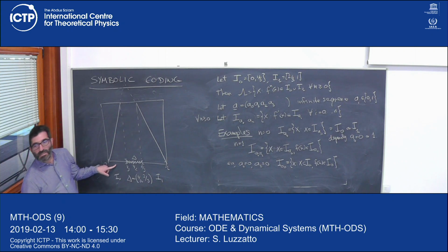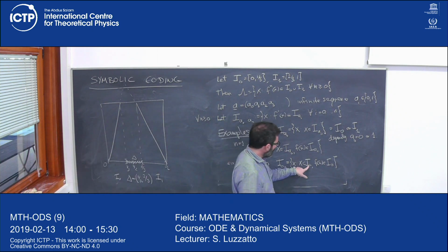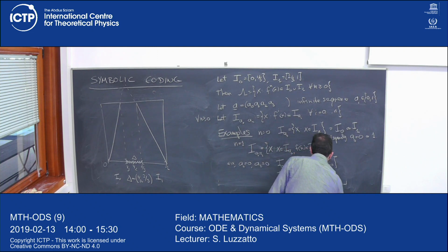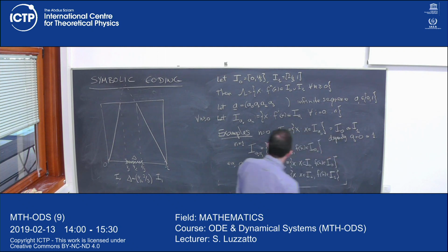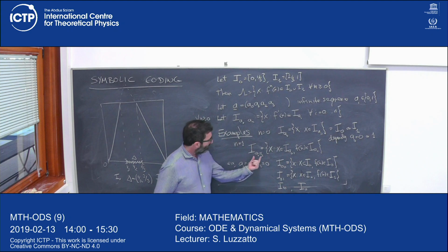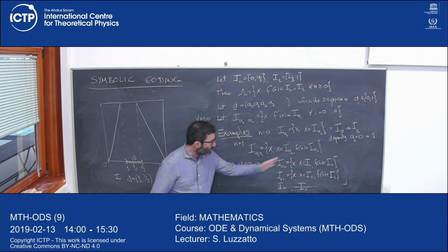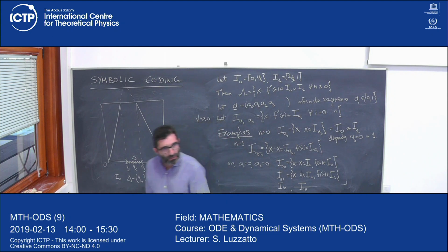So what happens to the points in I0? Here we want to know the points in I0 whose images are also in I0. And then we can define I01 as the set of points x such that x belongs to I0 and f of x belongs to I1. These are the two possibilities with 0. And similarly we have I10 and I11. There are four possibilities: 00, 01, 10, 11. Let's look at what these four combinations correspond to here.